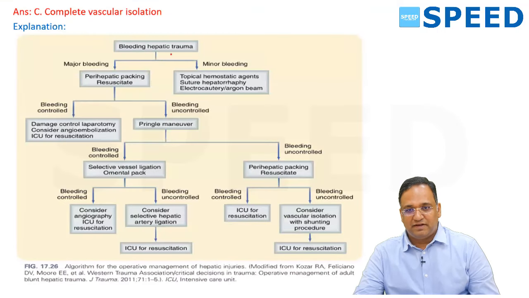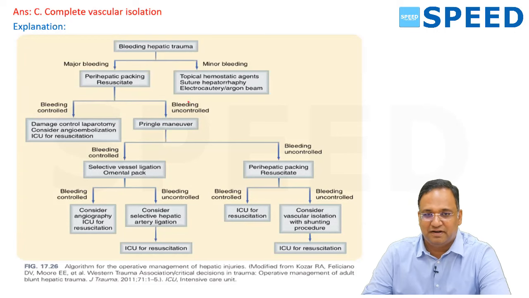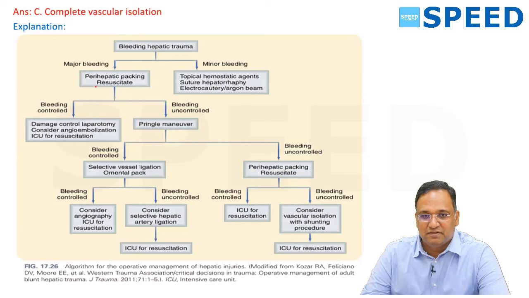So, bleeding from hepatic trauma, minor, will settle by itself with some minimal treatment. Major bleed: pre-hepatic packing, resuscitate, and if bleeding is controlled, damage control laparotomy, consider angioembolization, ICU for resuscitation. Bleeding uncontrolled, then you can use a Pringle maneuver. After Pringle maneuver, if bleeding is controlled, selective vessel ligation and omental pack. Bleeding controlled, consider angiography. Uncontrolled, consider selective hepatic artery ligation.